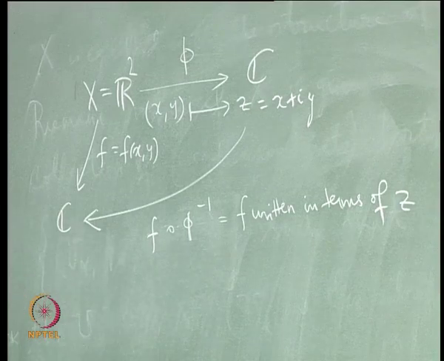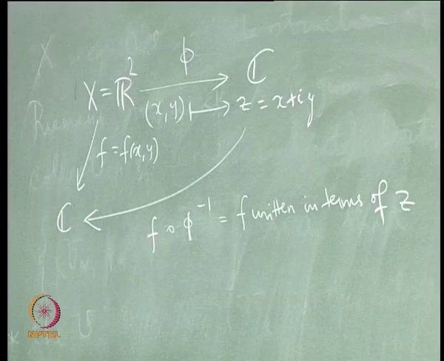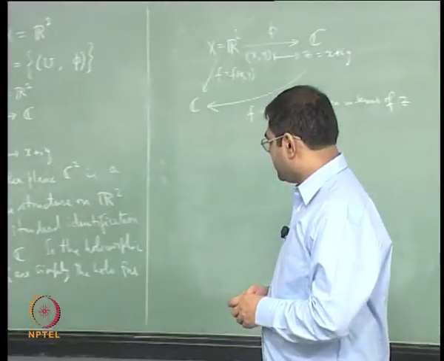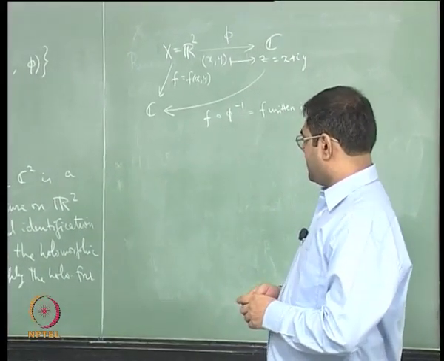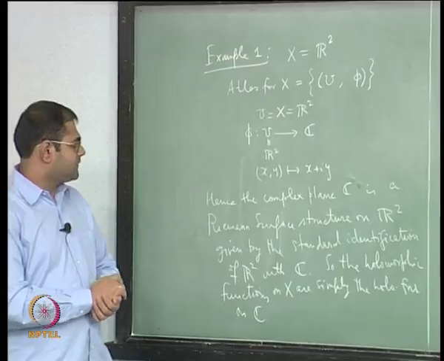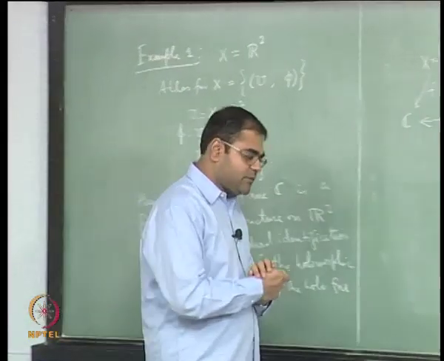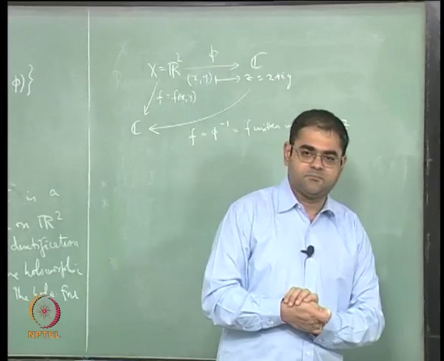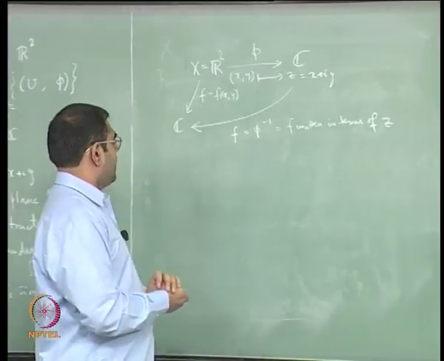So this is the simplest example, right. You had a question. It is C, it is a complex plane, C is a Riemann surface. Oh yeah, this should be C, sorry. That should be C. C2 is not the complex plane. Thank you.